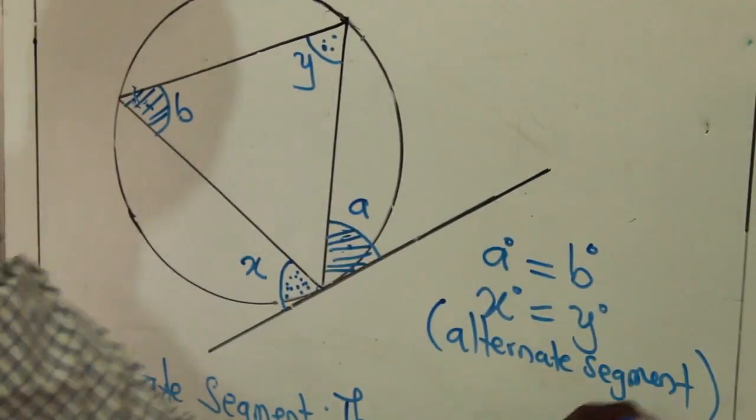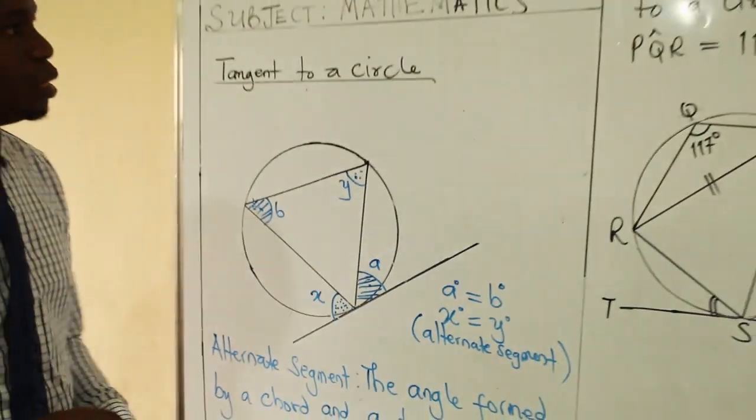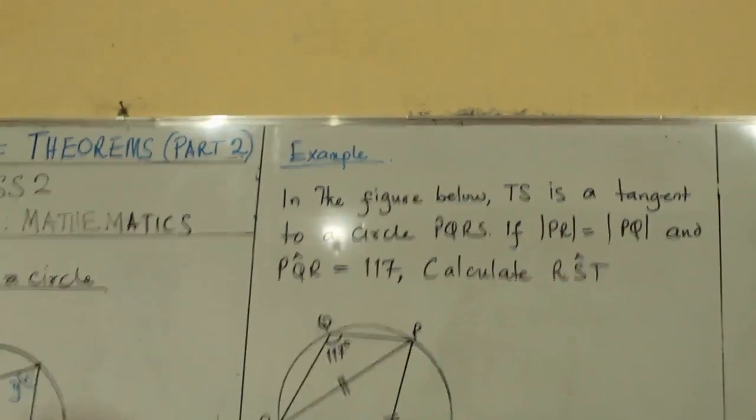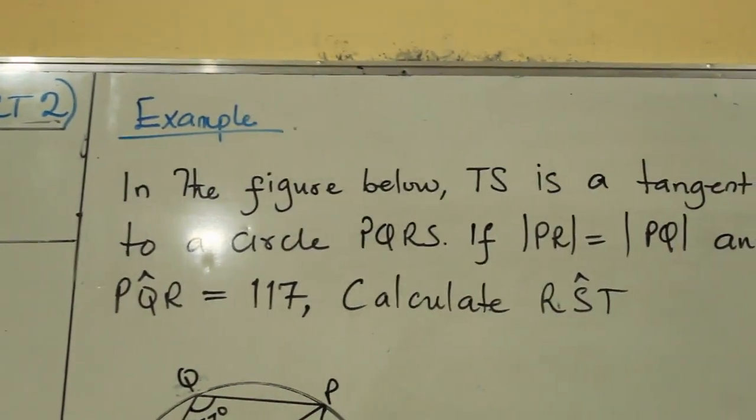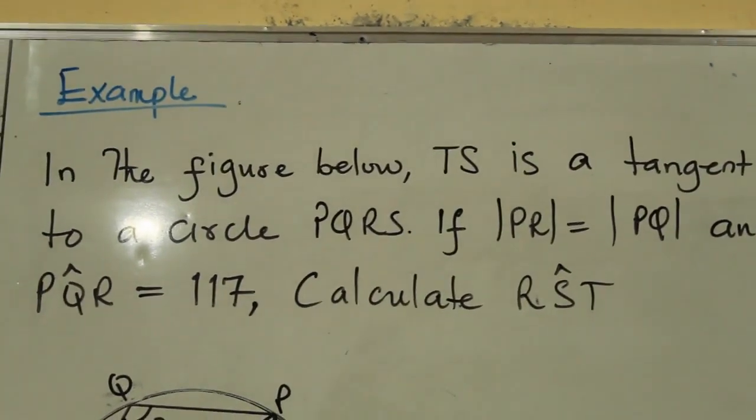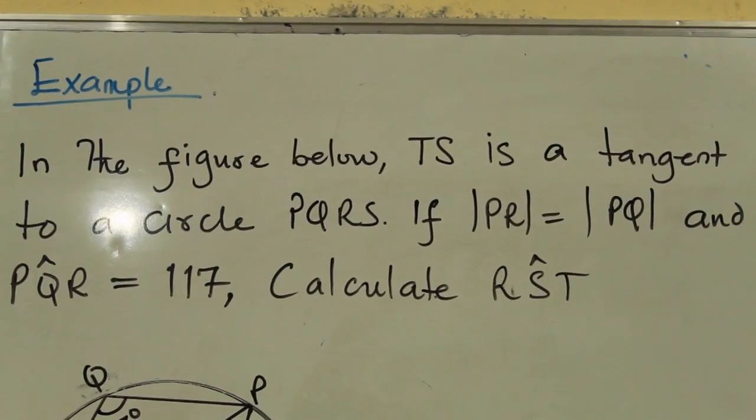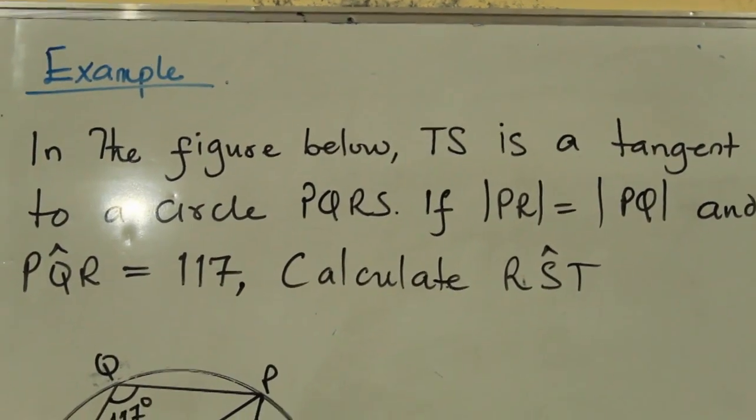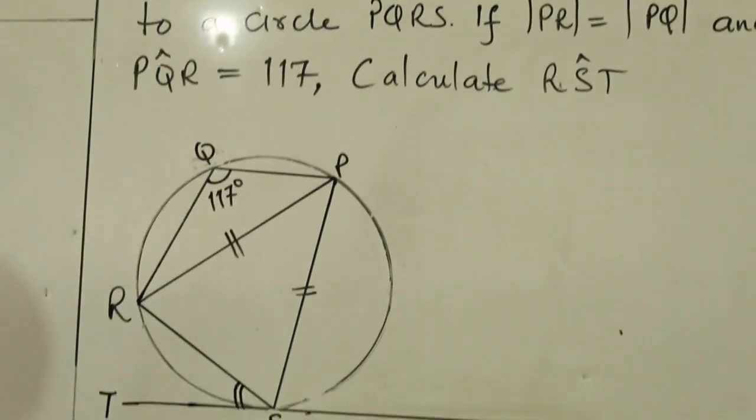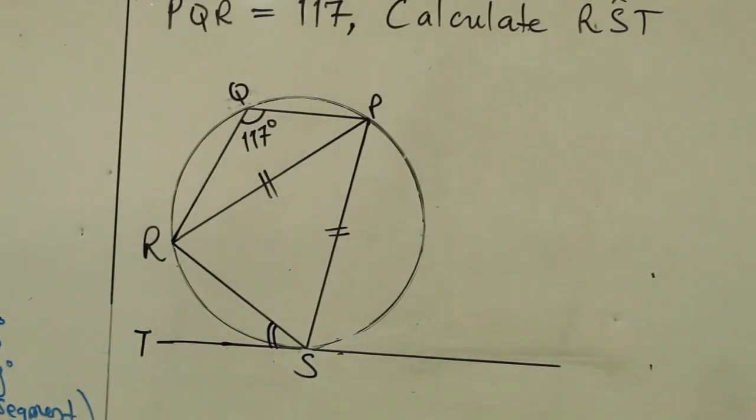I have an example here written on the board, and the example is a very simple one. It says in the figure below, TS is a tangent to a circle PQRS. If line PR is equal to line PQ and angle PQR is 117 degrees, calculate RST. Calculate the angle formed at S when you trace from R to S and to T.